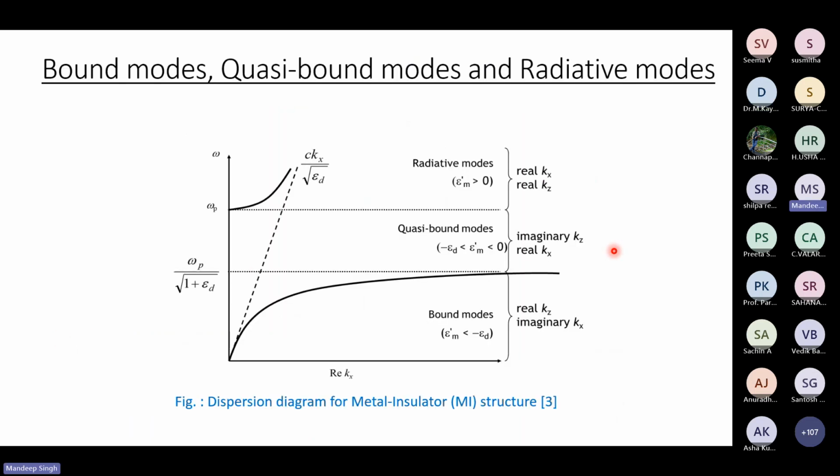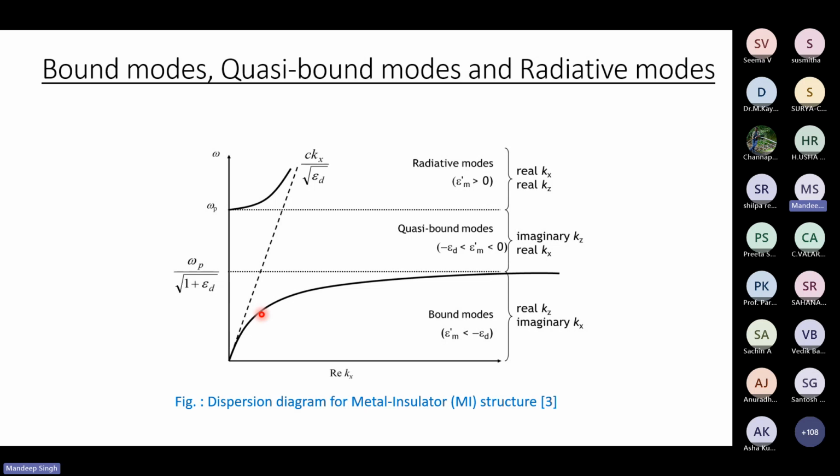Next, I have taken the final diagram of the dispersion relation for the metal insulator structure. As I told, from this relation we can see what the dominant modes or bound modes in a waveguide are, and what the quasi bound modes and the radiative modes are. If you get the plot of omega versus the real part of kx, where kx is the propagation constant across the x-axis, this graph can be obtained from COMSOL as well. These are dispersion plots, and we can see what the bound modes are.